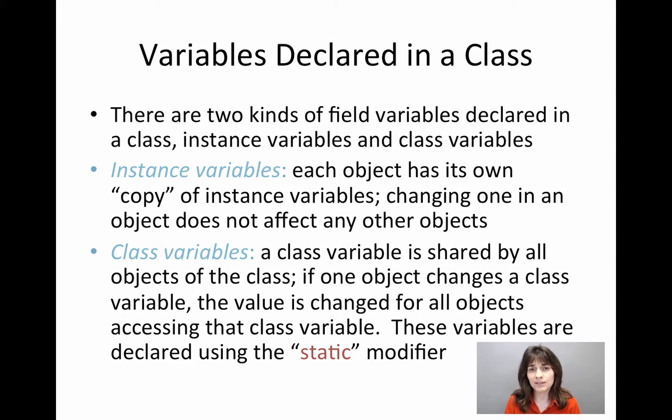This is a way through which we can have objects of a class communicate with each other. If one object changes the value of a class variable, then that value is reflected to all objects of the class. If we want to declare a class variable, then all we have to do is place the keyword static in front of its definition.